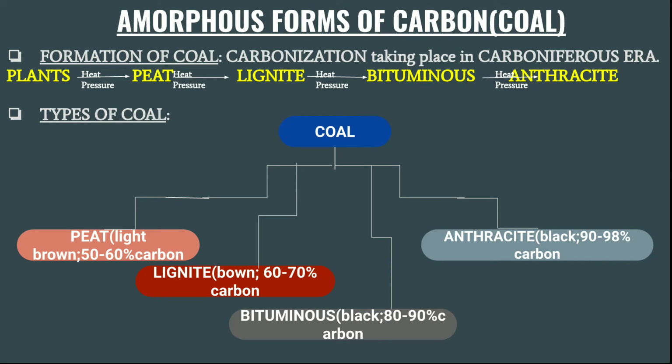Next we come to how coal is prepared naturally. The formation of coal is known as carbonization, which took place in the Carboniferous era. It is transformed by heat and pressure. When heat and pressure are applied to plants year after year, when the plants die, they go under the soil.